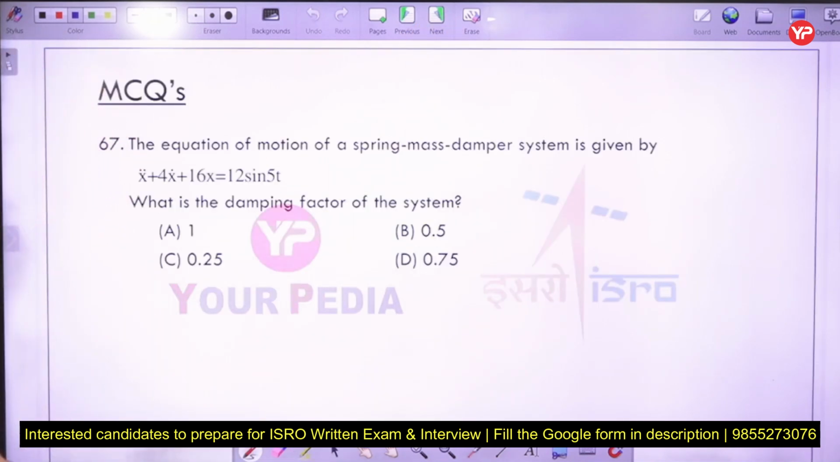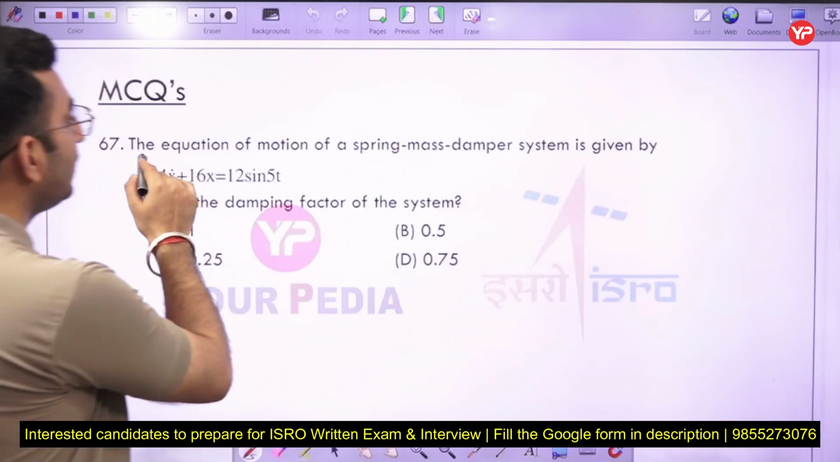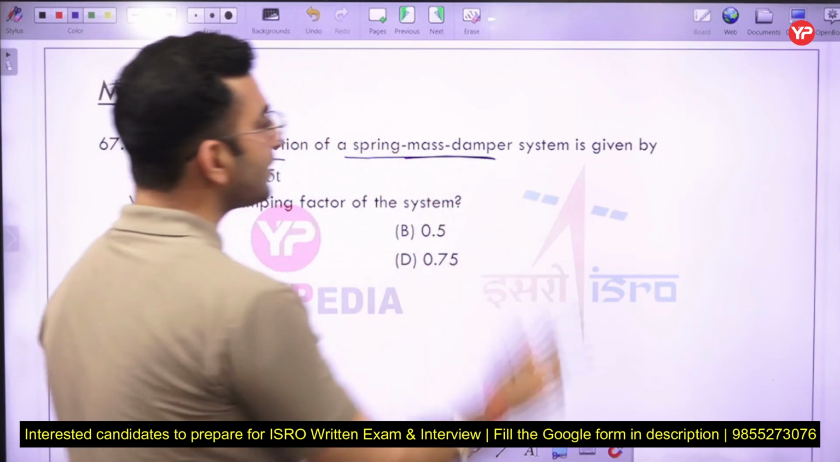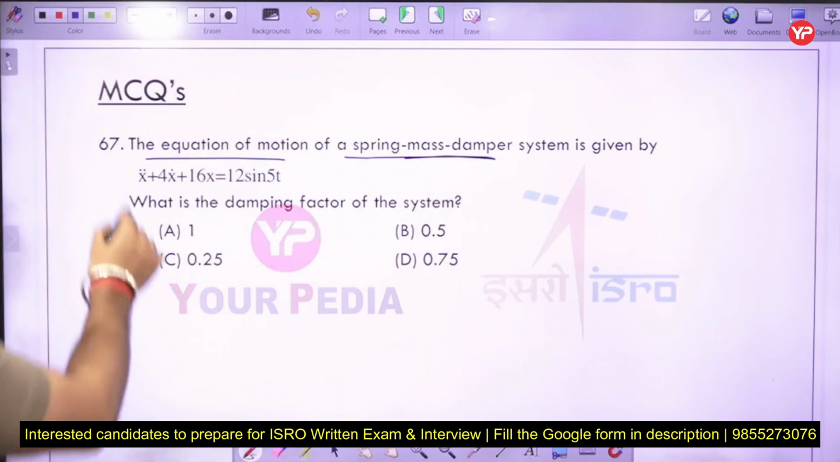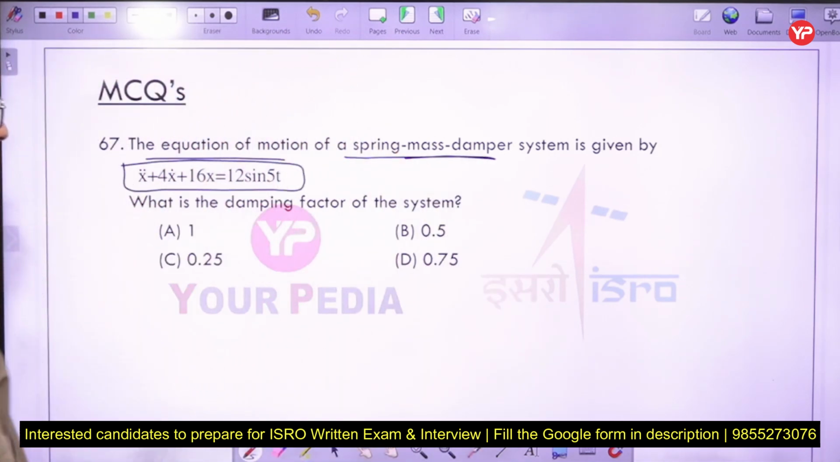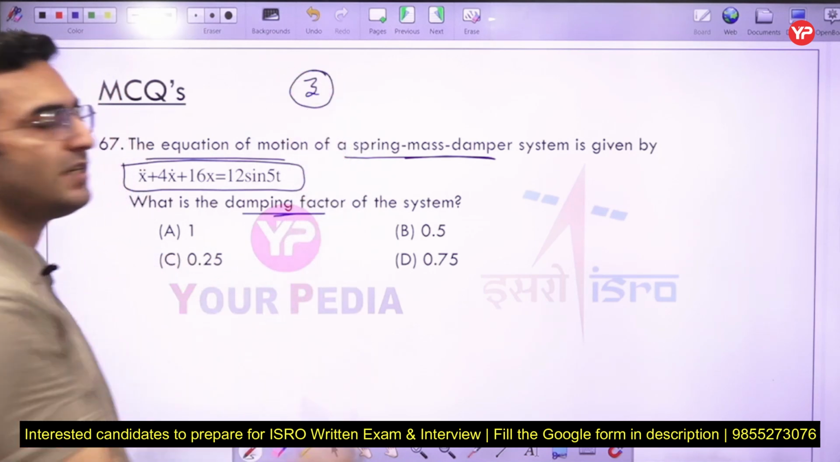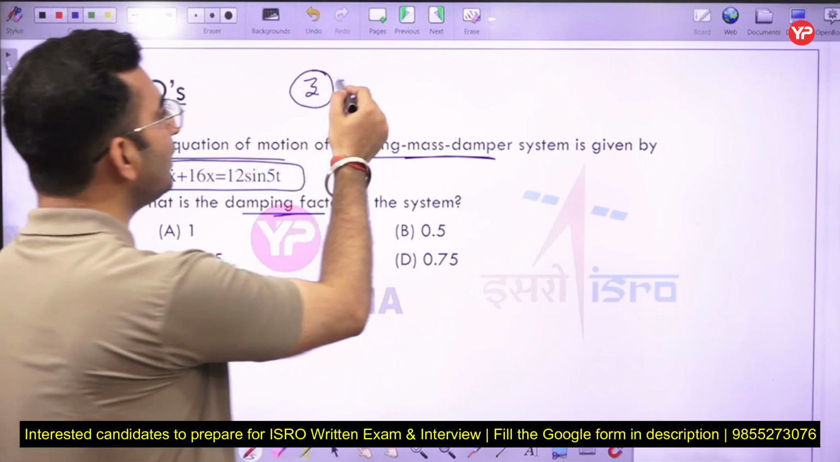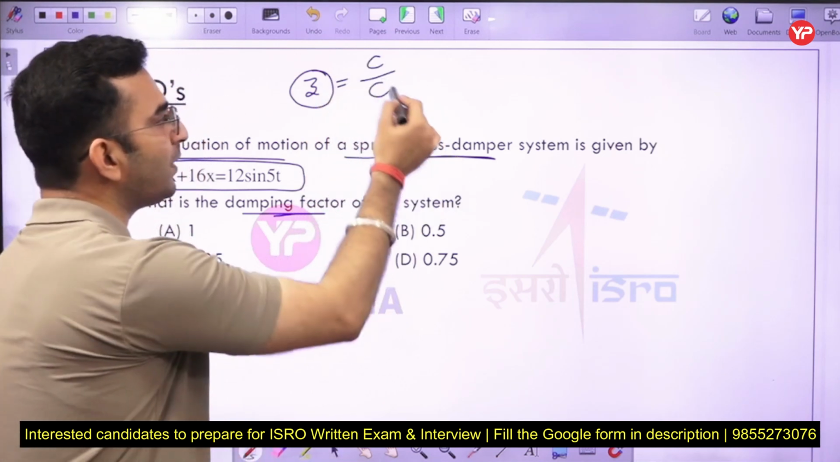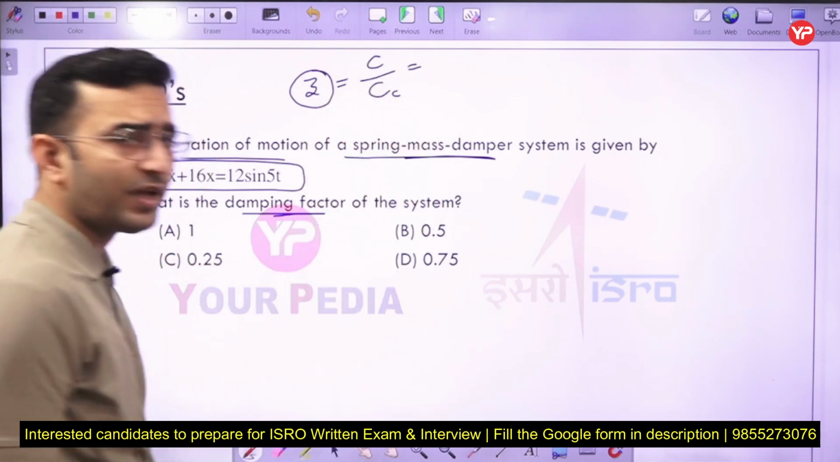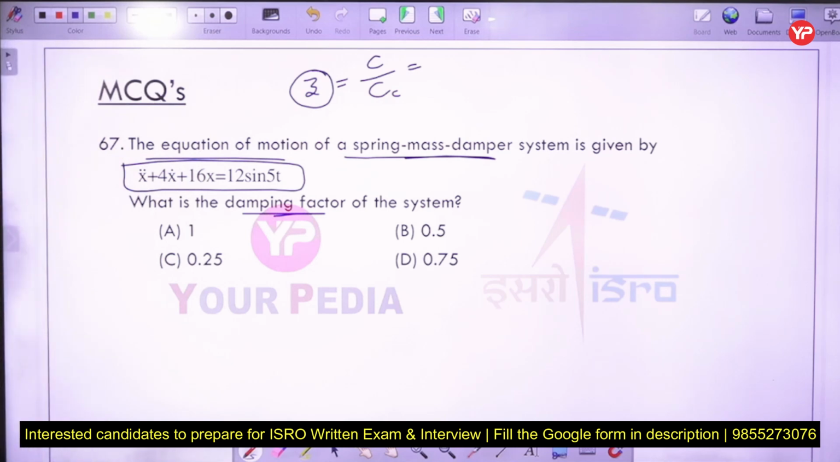Okay. Next question. The equation of motion of a spring mass damper system is given by this one here. What is the damping factor of the system here? Now what is the meaning of damping factor? First of all, damping factor is defined as zeta. It is basically a ratio of the damping coefficient to the critical damping coefficient here. Okay, just remember that, that is very important for you.